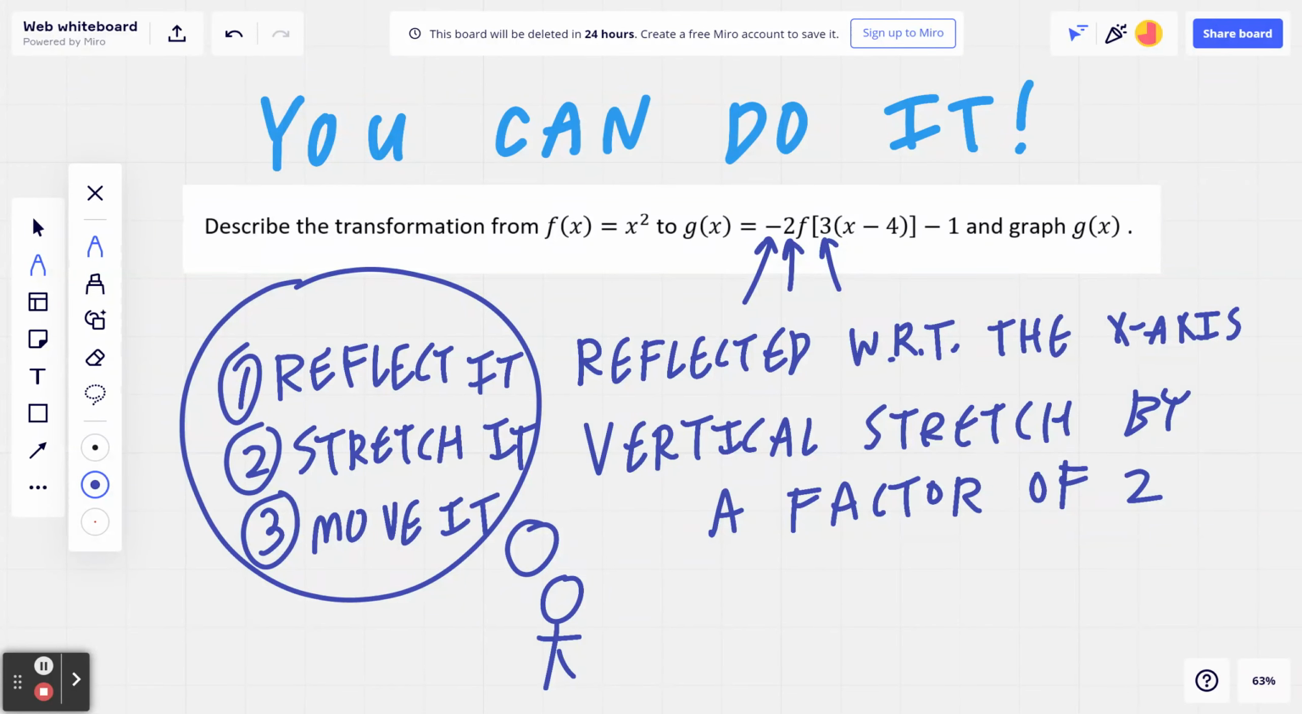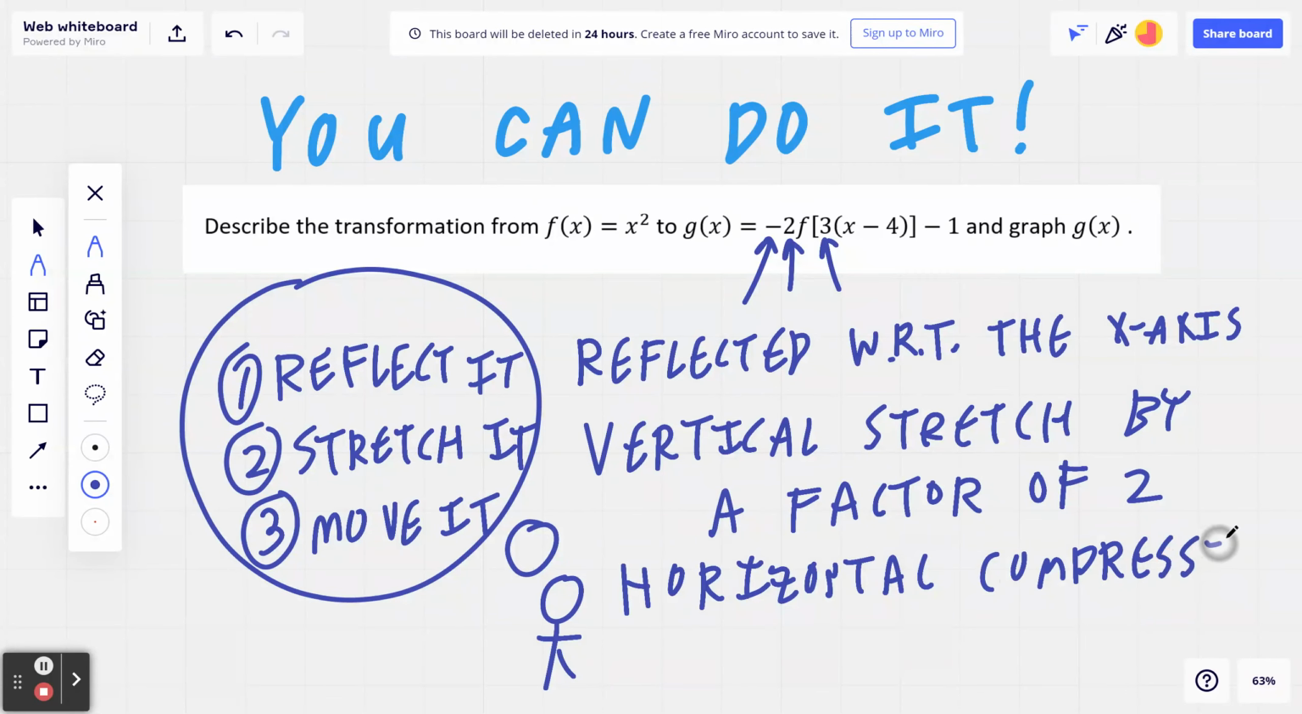Next, there's a 3 inside the brackets. So you have to think reciprocal. You've got to think horizontal. So you can write down horizontal compression by a factor of 1 over 3.